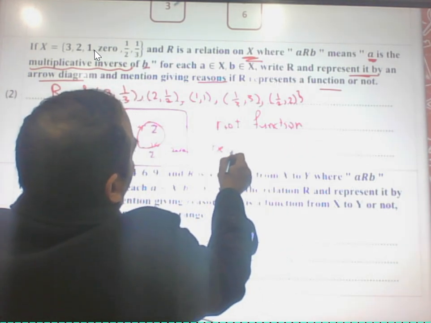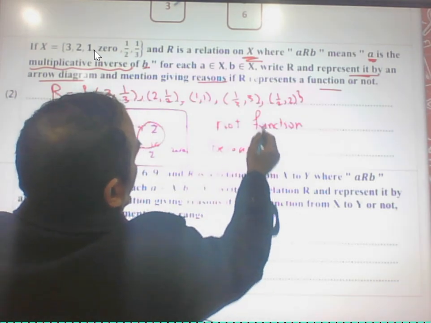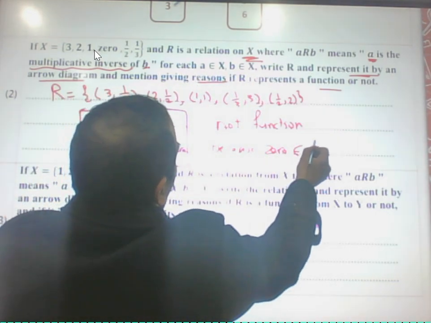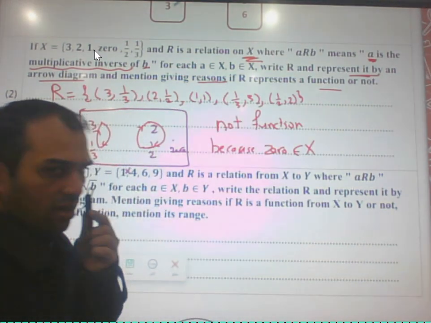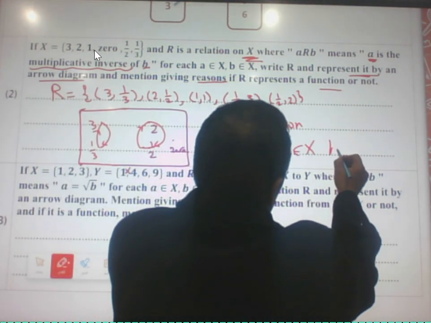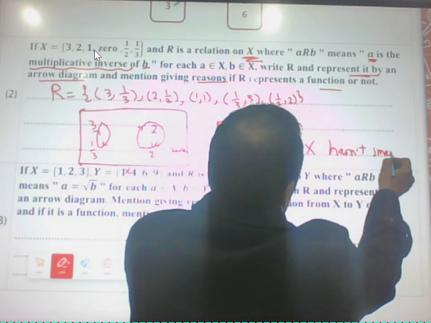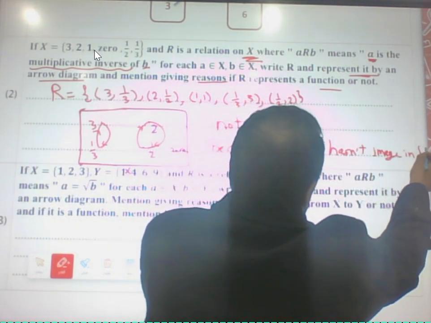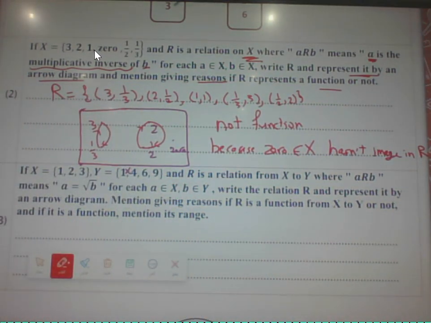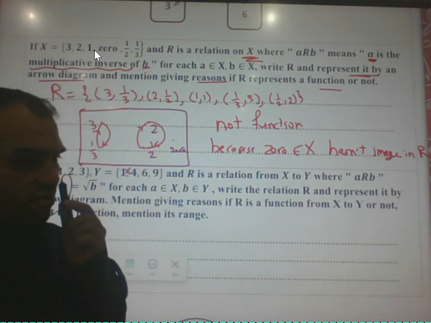Because where 0? Because 0 belonging to x hasn't any image in the relation. Hasn't image in R. Okay, 0 is not a function because the 0 belonging to x hasn't any image in R.